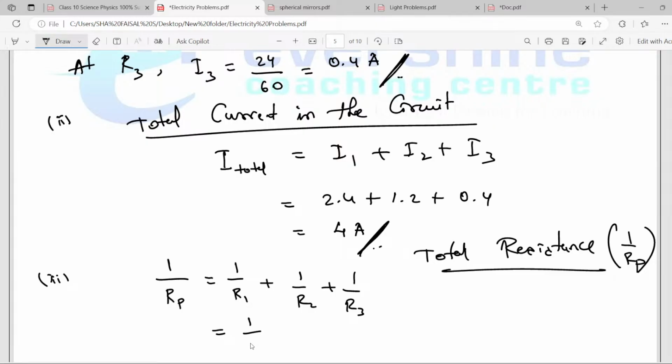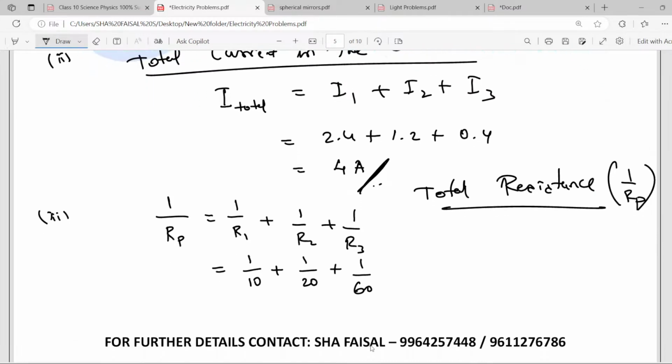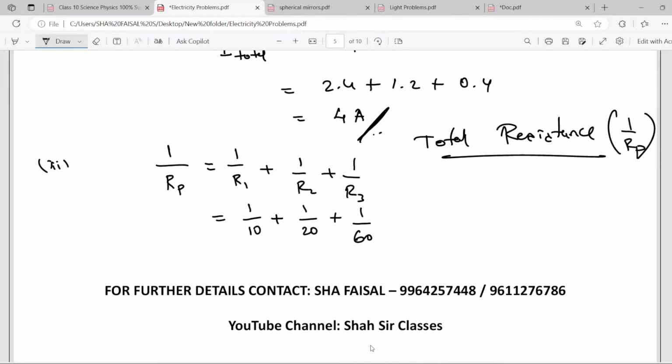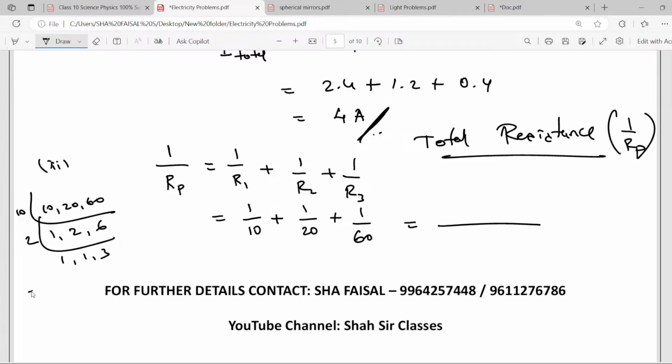So 1 by R1 is 1 by 10, 1 by R2 is 1 by 20, 1 by R3 is 1 by 60. If you are going to solve 1 by 10 plus 1 by 20 plus 1 by 60, what do we get? First take the LCM for 10, 20 and 60. It goes with the 10 table. 10 ones are 10, 10 twos are 20, 10 sixes are 60. So 10 into 2 is 20, 20 into 3 is 60. So we got the value 60.